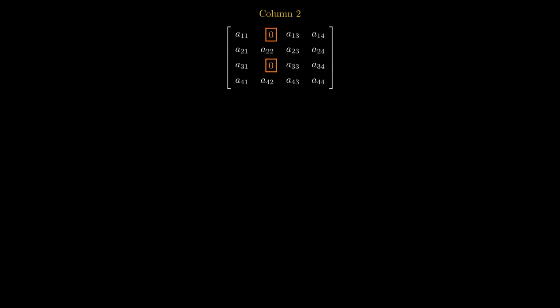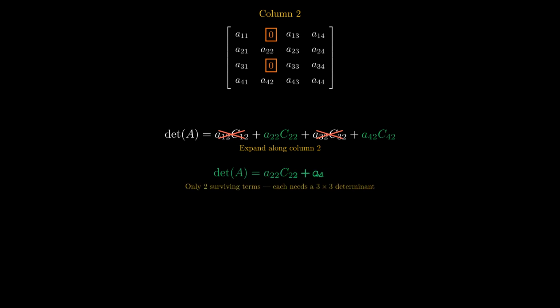Consider a 4x4 matrix where column 2 happens to contain 2 0 entries. If we expand along that column, we get 4 terms in the cofactor expansion. But 2 of those terms vanish because the zeros kill their cofactors. Only 2 terms survive, and each one produces a 3x3 submatrix whose determinant we need to evaluate. Now, each of those 3x3 determinants itself breaks down into 3 2x2 problems through further cofactor expansion.